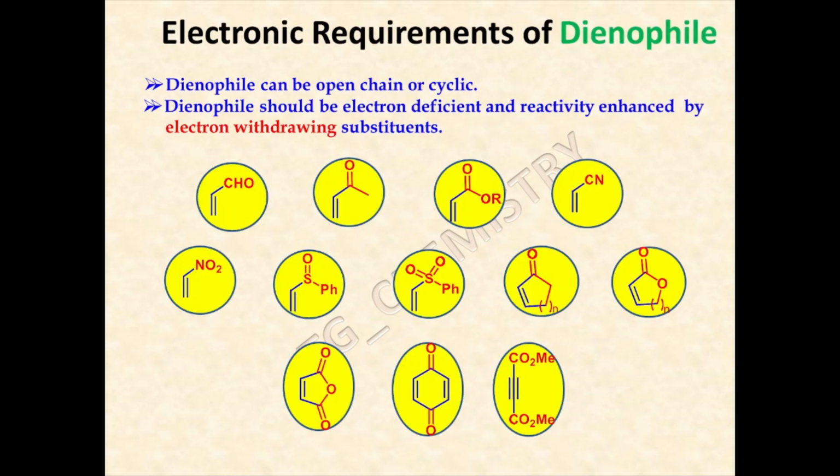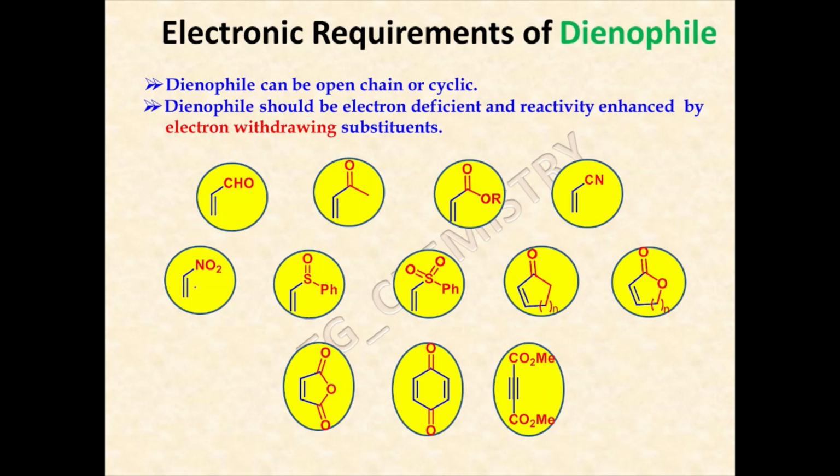Okay. So next, the electronic requirements of the dienophile. So we have seen regarding the diene, the stereo requirement of the diene, the electronic requirement of the diene, and their synthesis. Now we have moved towards the electronic requirements of the dienophile. Here the dienophile can be open chain or cyclic as well, but the important point is that the dienophile should be electron deficient and reactivity enhanced by the electron withdrawing substituents in case of dienophile. Okay, so it has to attract the diene towards itself.